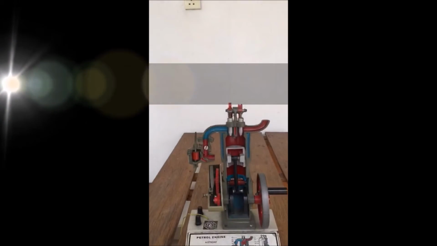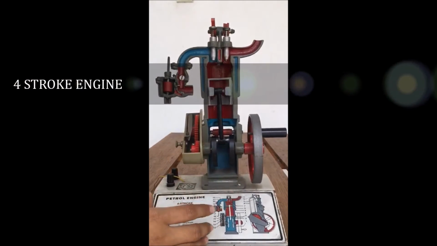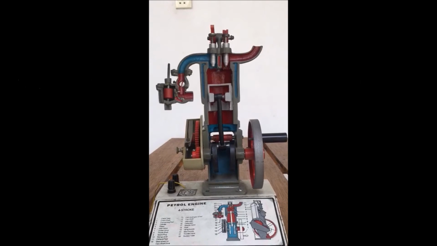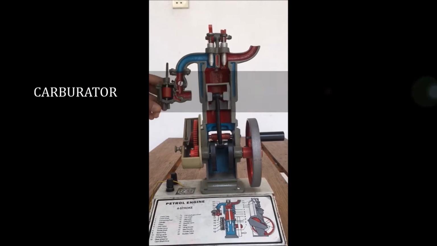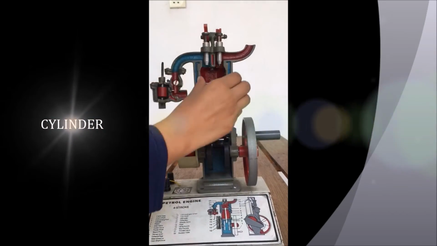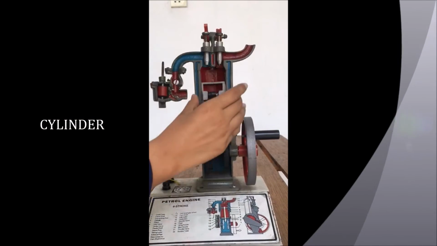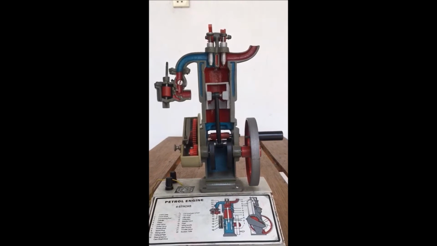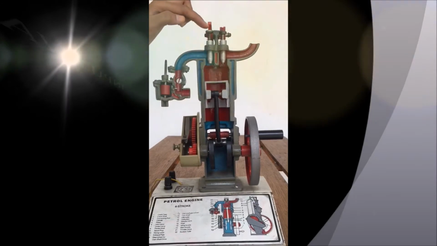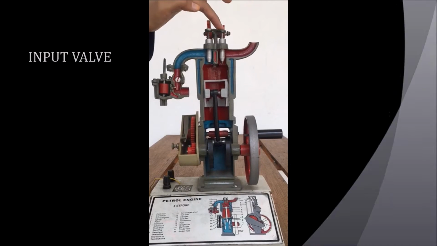Hi, I'm Aziemah. Today I will explain the components of the four-stroke engine. This one is the modular structure for the four-stroke engine. First of all, the first component is the carburetor, and then this we call the cylinder, the biggest one on the outside. And the second component is the valve, which is the input valve and output valve.